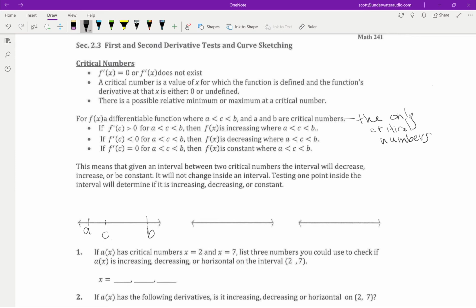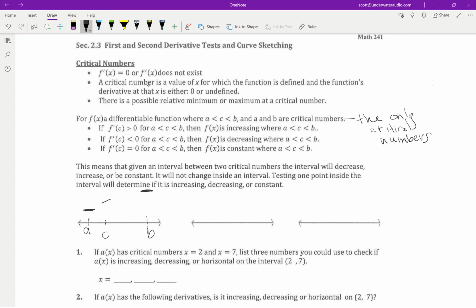Okay, so a and b are critical numbers, which means somehow the slope is weird. And in fact, for visual purposes, we're going to assume that the slope is 0, because that's one of the ways to be a critical number. So if f prime of c is greater than 0, so if the slope is positive, so we're going to go at c, the slope is positive. So if the slope at c is positive for some c in between a and b, then the original function is increasing for all the c's that are in between a and b.